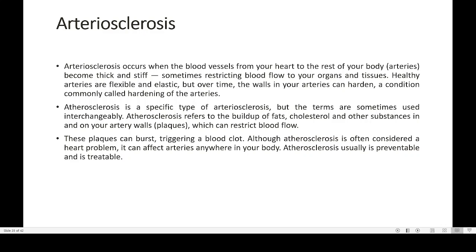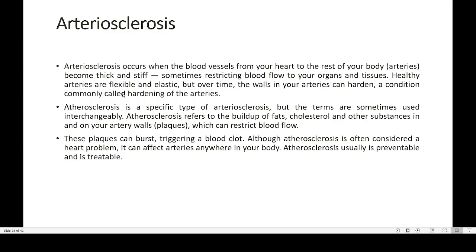Now, the wall of your arteries can harden, a condition commonly known as hardening of the arteries. That is the meaning: arterio means artery, sclerosis means hardening. So, arteriosclerosis technically means hardening of the arteries.